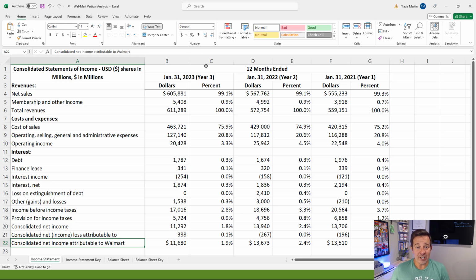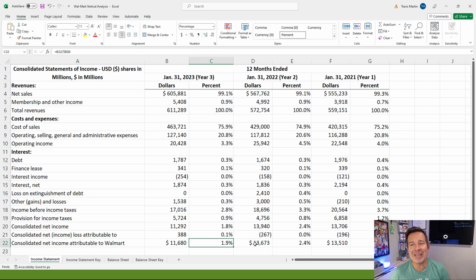In year 3, for every $1 that Walmart had in revenue, they put nearly 2 pennies in their pocket. So not a very big margin there. Every dollar sold, 2 pennies goes into the pocket as profit. All the rest of it is sucked up by expenses. You can see the percentages right there.